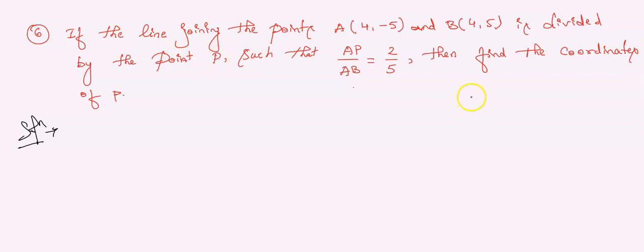If the line joining the points A and B, let me say this is a point A and this is a point B, okay? The coordinates of A is 4 comma minus 5. Coordinates of B is 4 comma 5. Got it? And we have a point P. P is a point which divides the line AB. Understood? But make sure that what he has given, you should be careful in this step.